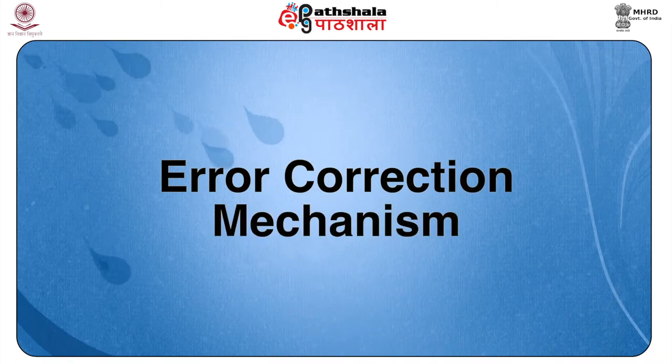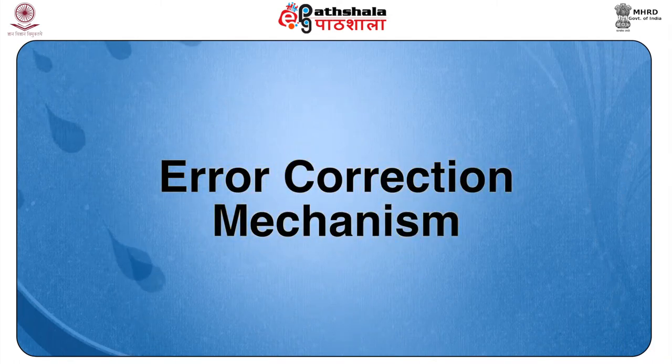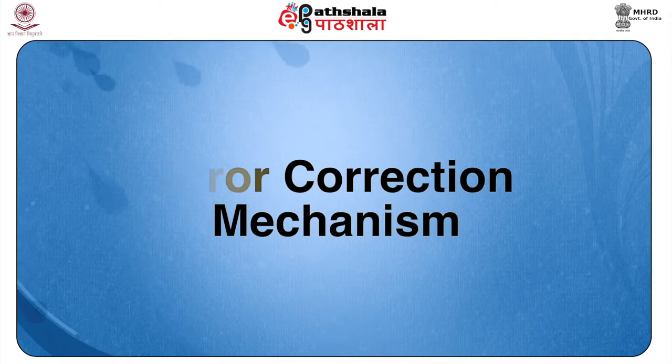Let us now move on and try to understand a very important concept known as error correction mechanism. The error correction mechanism was first used by J.D. Sargan and was later popularized by Granger in 1987. Hence, it is also known as Granger representation theorem.